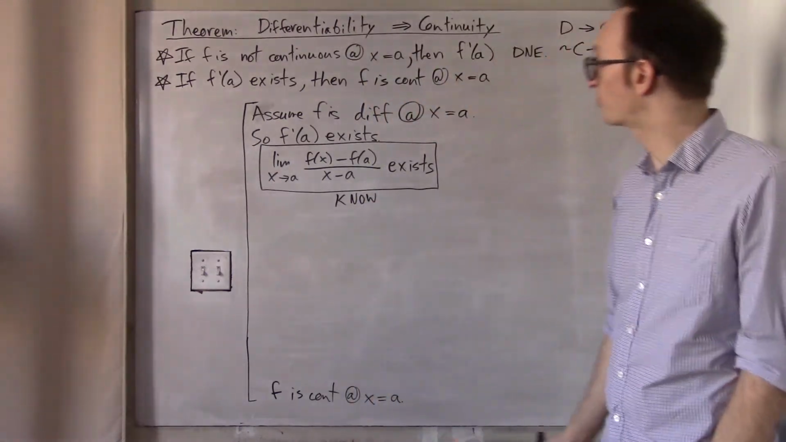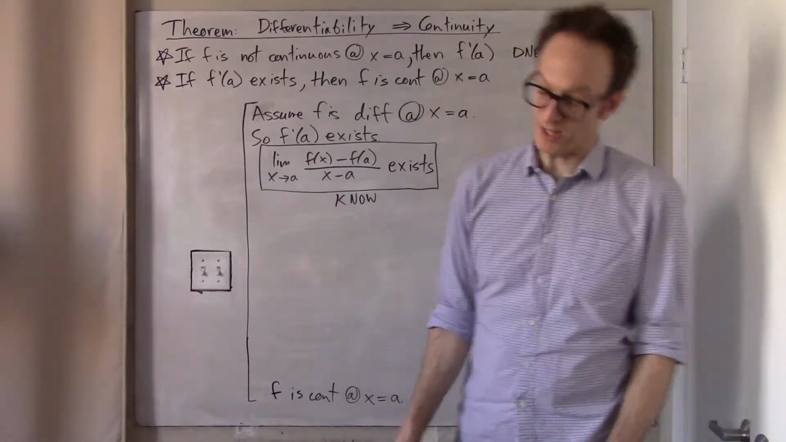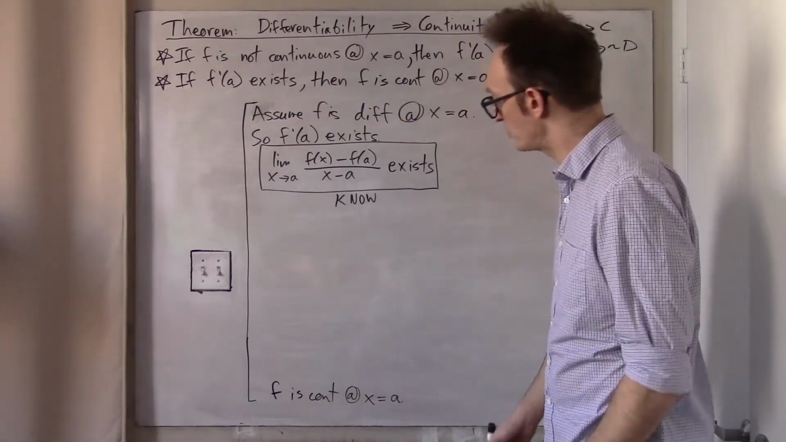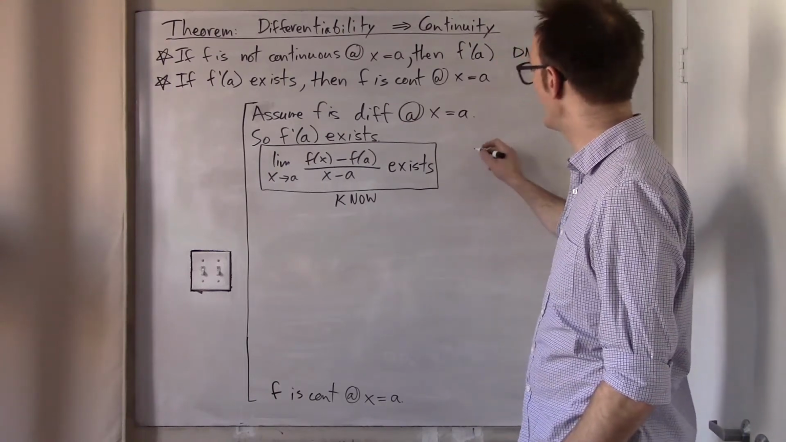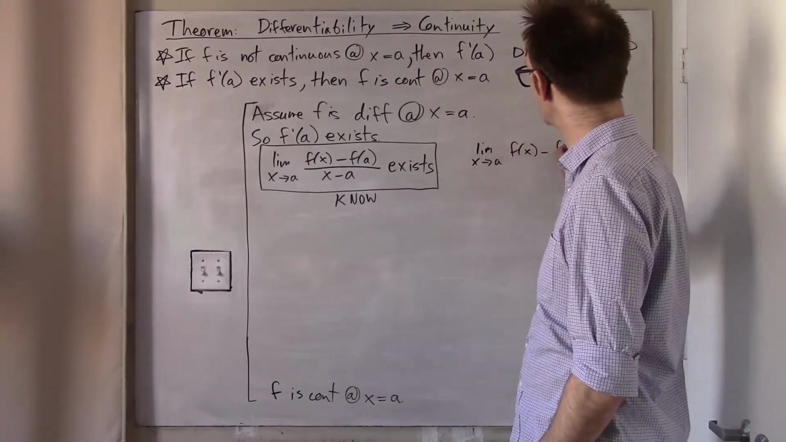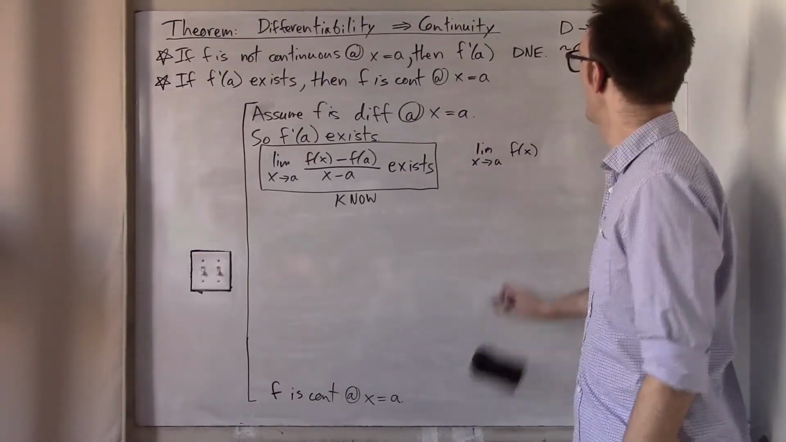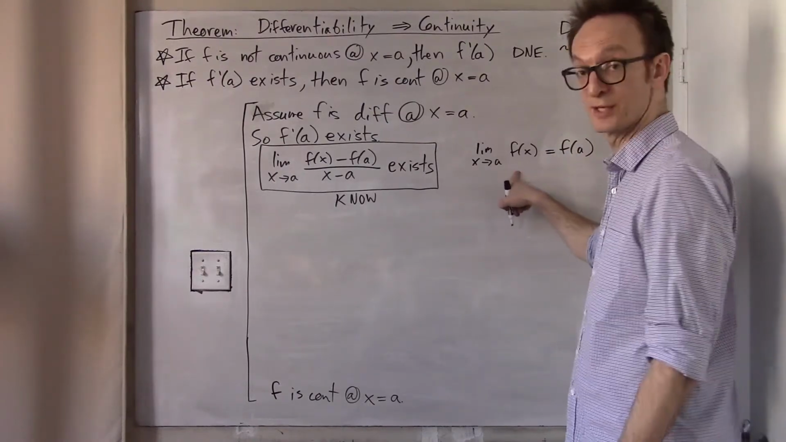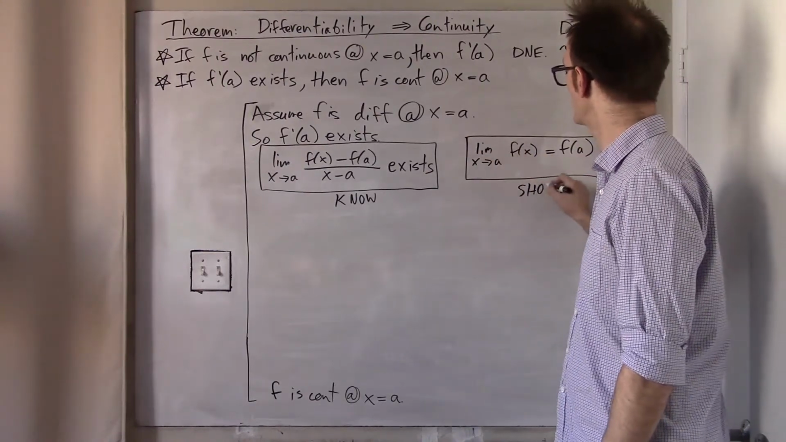And what is it that I'm trying to prove? Well, what I'm trying to prove is that f is continuous at x equals a. Now I reach for the definition of continuity. What does it mean for f to be continuous at x equals a? That the limit as x approaches a of f of x is f of a. This is literally the definition of continuity, and so this is what I need to show.